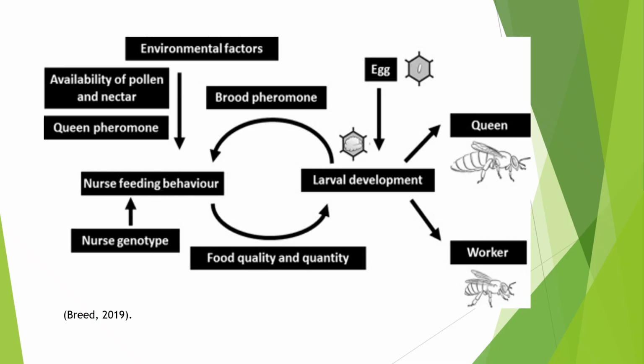So you can see here in this diagram, it really shows the effects that brood pheromone plays on literally everything that the honeybee does, from nursing, feeding behavior, all the way up to environmental factors that also feed into it. And then it goes into the food quality and quantity, larval development, the egg, and it all cycles back from brood pheromone.